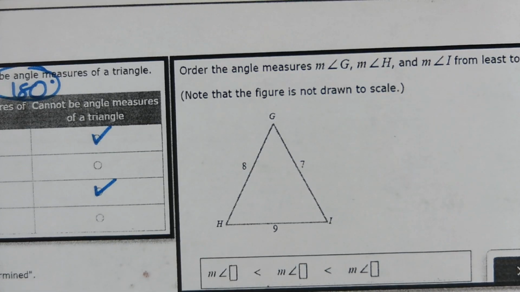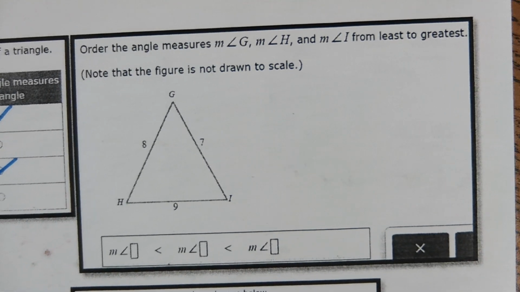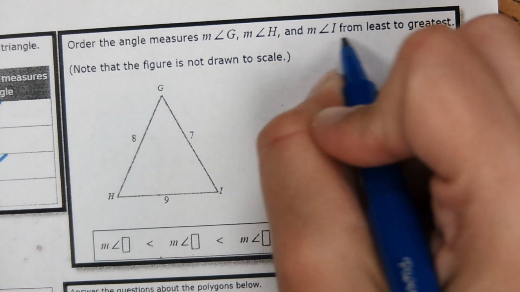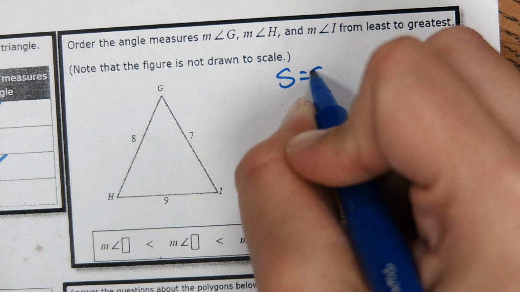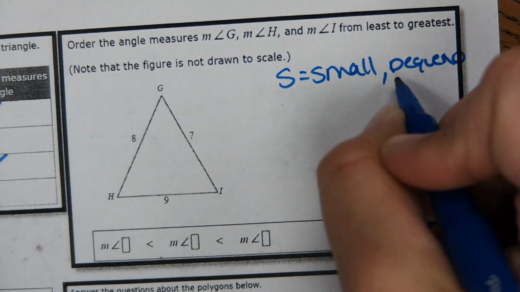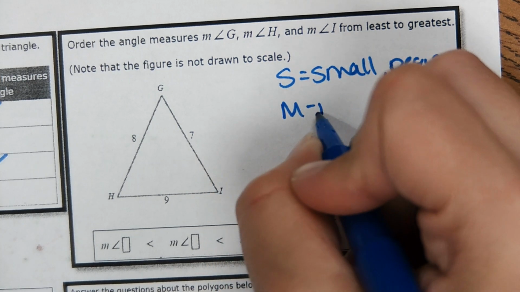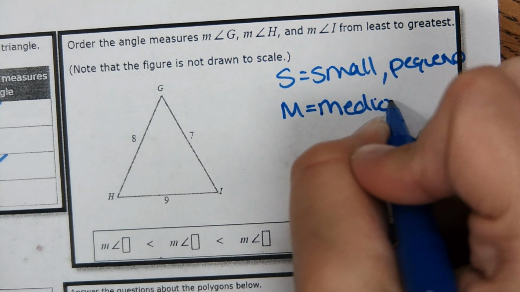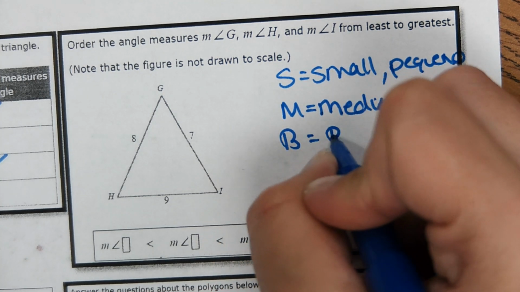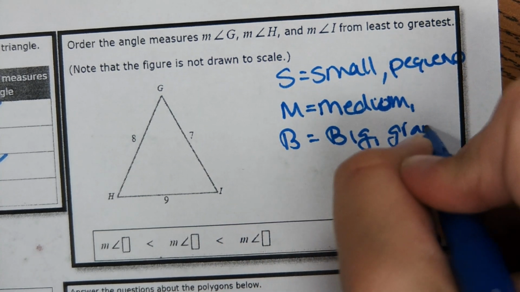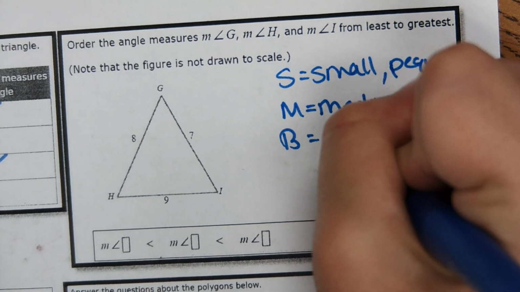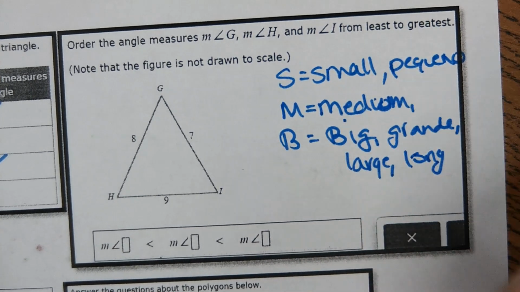Okay, next. Over here. Talks about side lengths and how they correspond with angle measure. Order them from least to greatest. I'm going to use the abbreviation small, pequeño, medium, mediano, however you want to think of it, and then big, B for big, grande, large, massive, long, however you want to think of it.